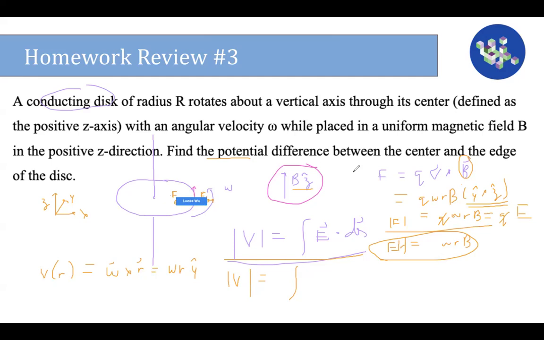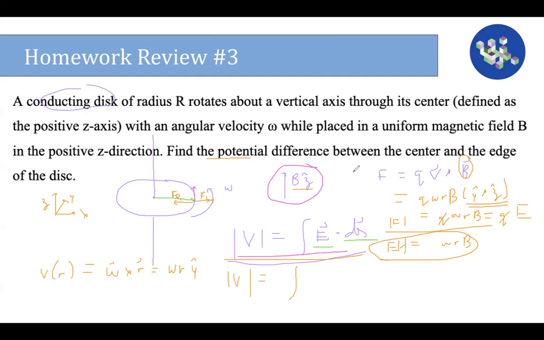So if I want to find the potential difference between the center and the edge of the disk, I'll choose this path over here. So I do my integral of E dot ds from here on a path that way. What that allows me to do is that because my ds vector will always be pointing radially, and my electric field vector is also going to be pointing radially, this dot product just turns into a simple scalar product because E and ds are in the same direction.